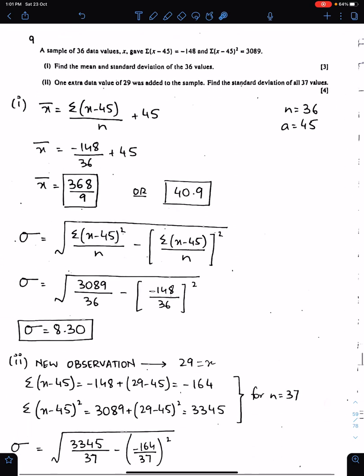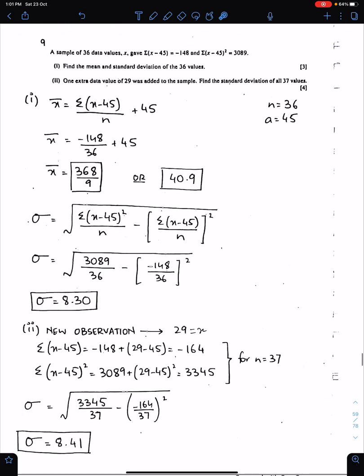This is the practice question of that concept. A sample of 36 data values, this and this. Find the mean and standard deviation. First part is very simple. If you know the formula, you can easily find mean and you can easily find standard deviation.